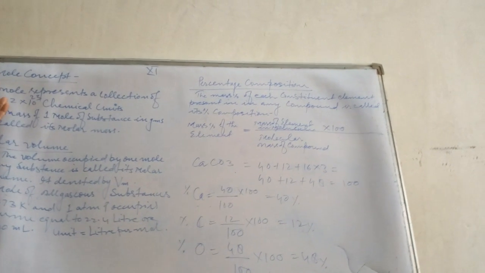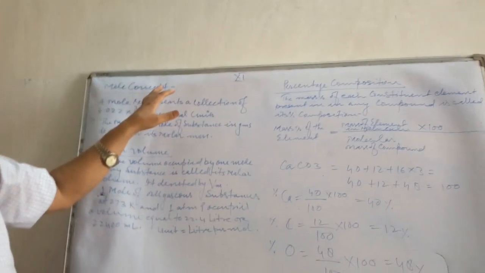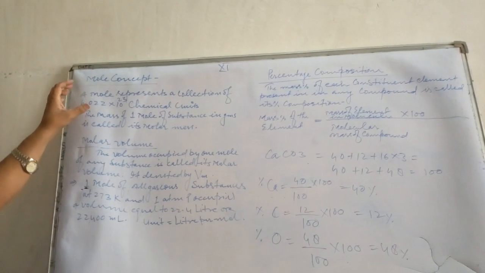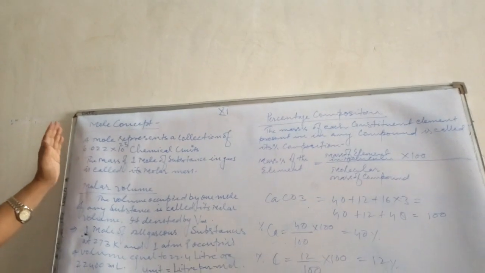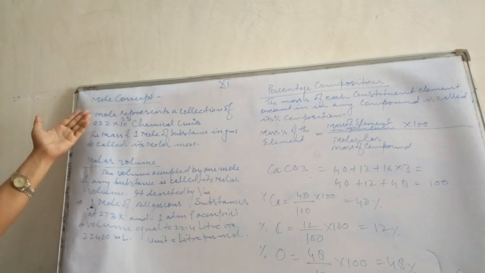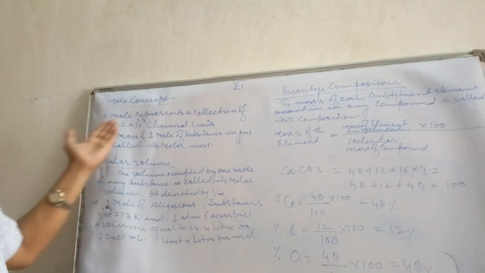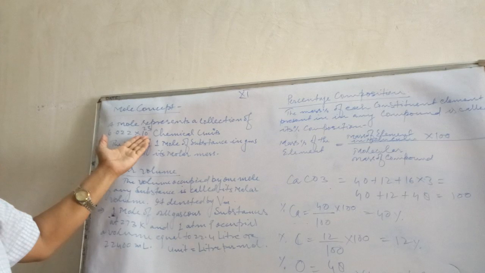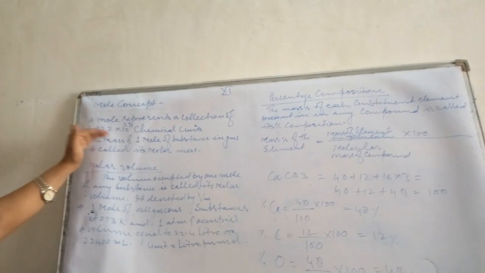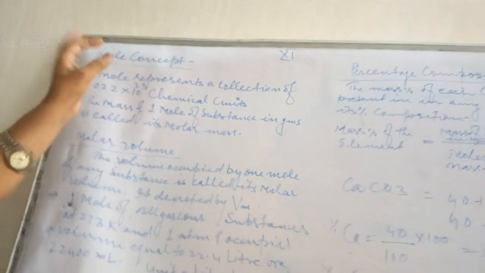Means 6.02 × 10^23. This is Avogadro's number. So the mole concept is discussed by the definition of mole at the very first, and the definition of mole is the representation, especially the collection, of 6.02 × 10^23 chemical units. Means the collection of how many units? Avogadro's number of units is called a mole.